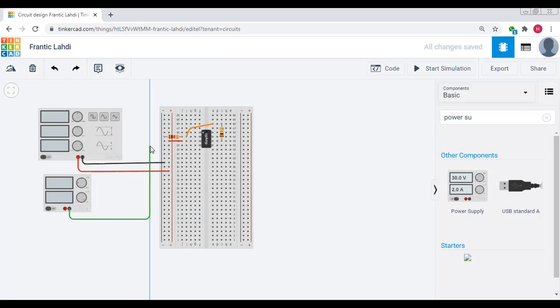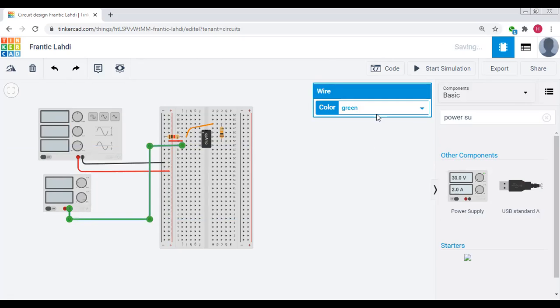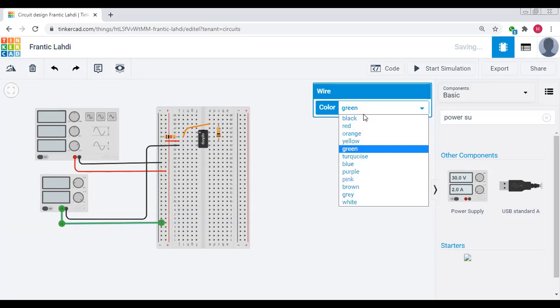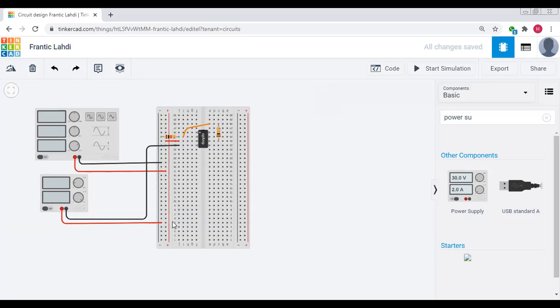Okay, so how to reverse the connection? We give the negative end of this power supply to the fourth number pin, and the positive end of this power supply to the ground. Here, this is my ground. By doing this, we give the negative power supply to the fourth number pin.